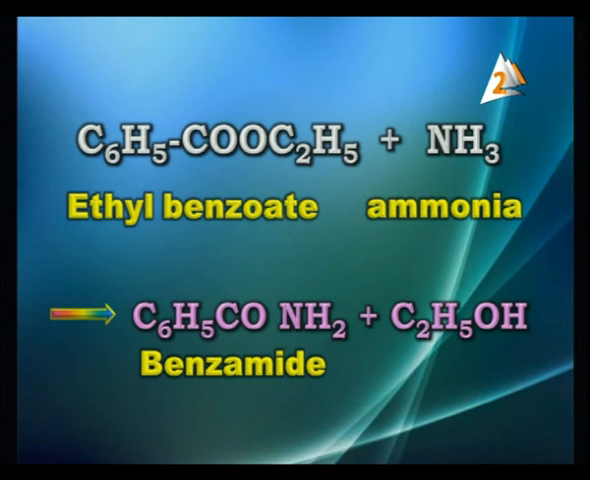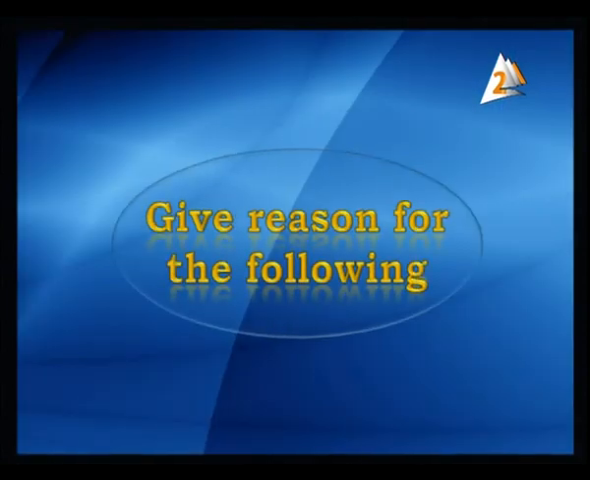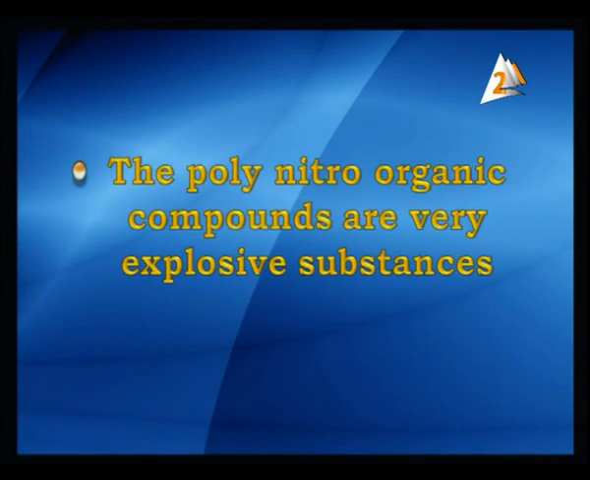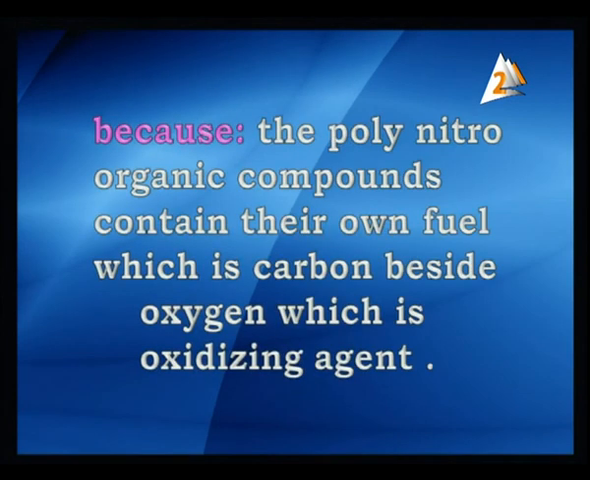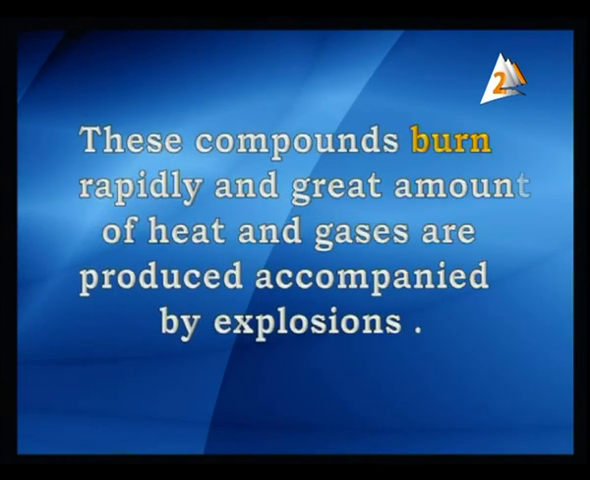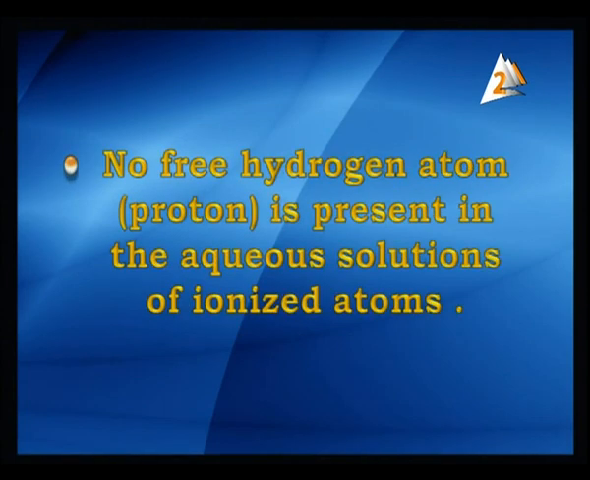Another one: give reasons for the following. Polynitro-organic compounds are very explosive substances. Why? Because they contain their own fuel, which is carbon, beside oxygen, which is the oxidizing agent. So these compounds burn very rapidly, a great amount of heat and gases is produced, accompanied by explosions.